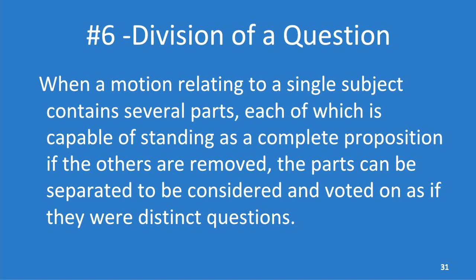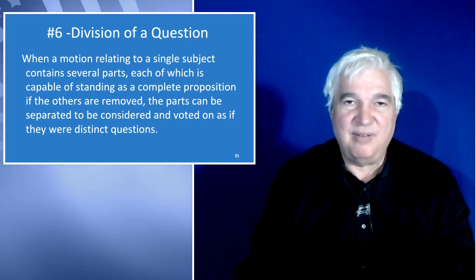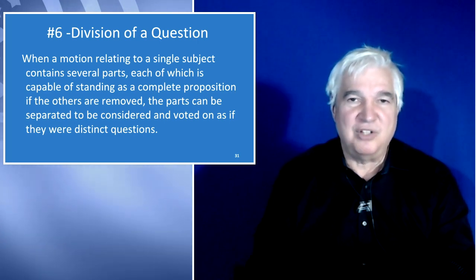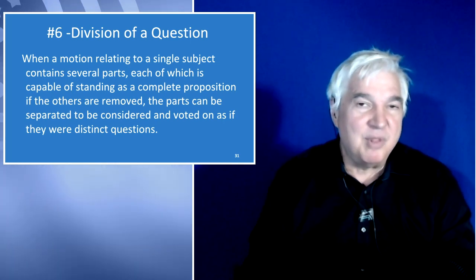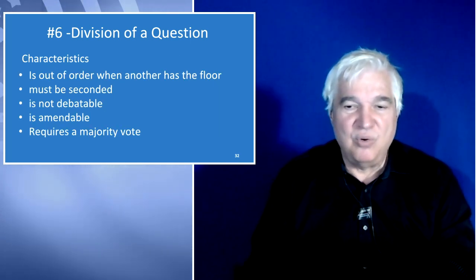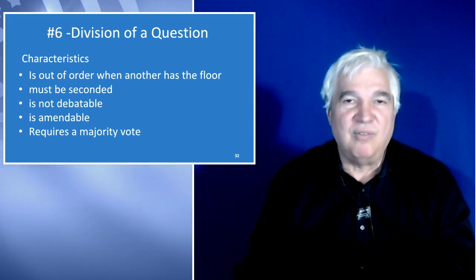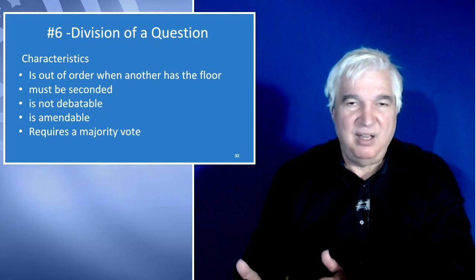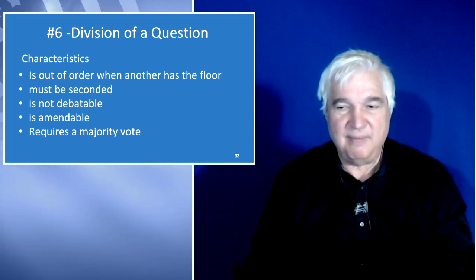So if someone has brought in a motion and it's got a bunch of stuff in it, and they're really independent things, you can say division of the question, and then you can vote on the different parts. You can vote some of the parts up and you can vote other parts down, and you don't do the overall passage of the question at the end because you've passed the individual parts.